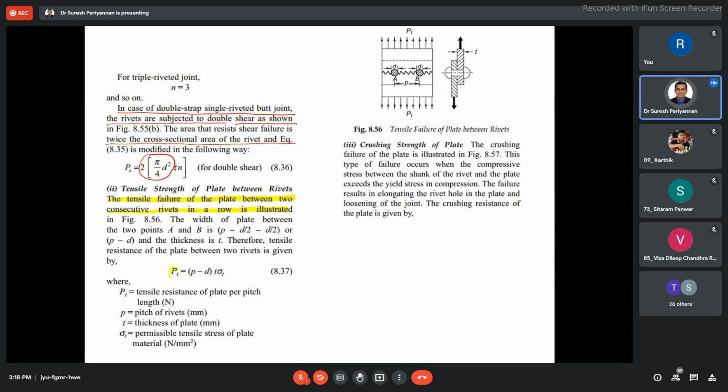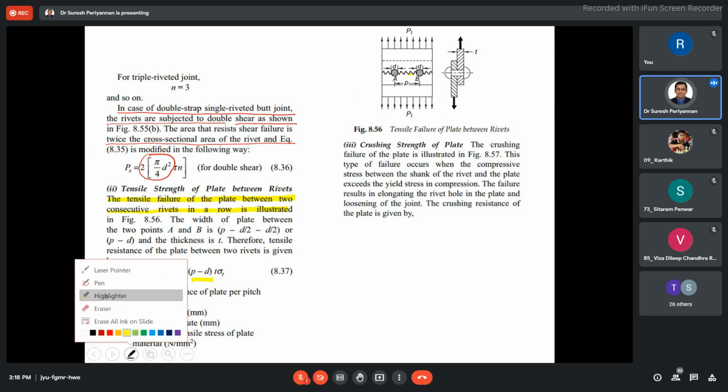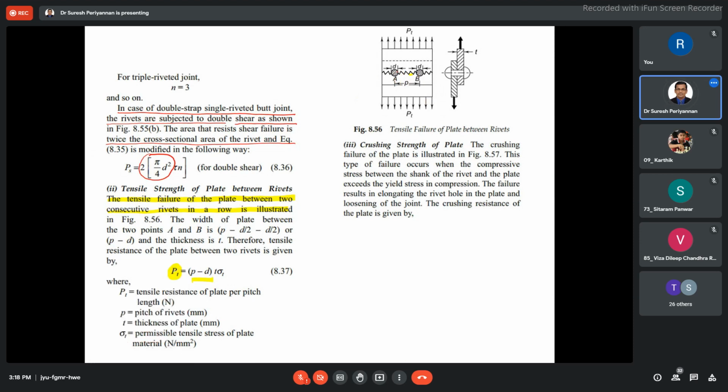Therefore, the tensile resistance developed by the plate is nothing but PT is equal to P minus d, multiplied by t. Here we are concentrating on the thickness of the plate. We are not concentrating on the rivet here. We are considering only this region of interest, along the thickness.